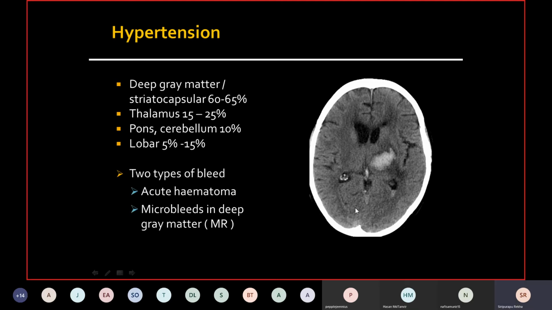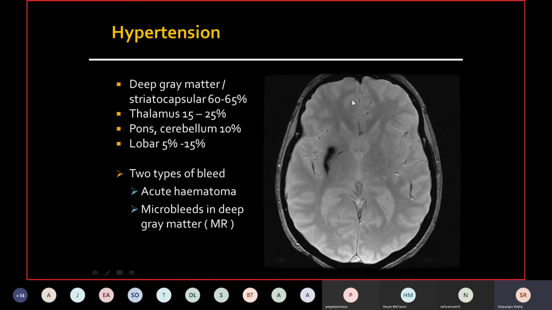So the pattern that you more commonly encounter is this, an acute hematoma in the deep nuclei or thalamus, pons and cerebellum. But we can also see another pattern of hypertensive hemorrhage, and that is when we see microbleeds. Microbleeds typically occur in the deep nuclei, and this is more an MR diagnosis.